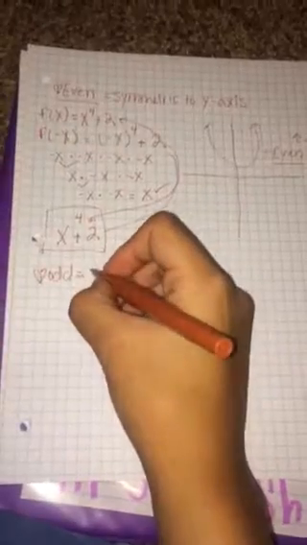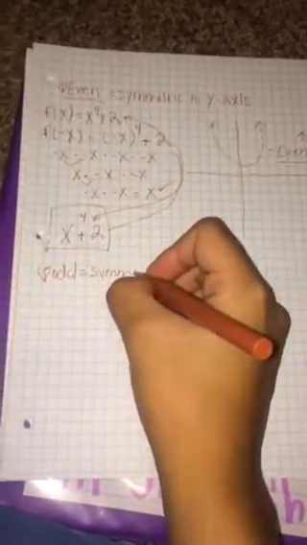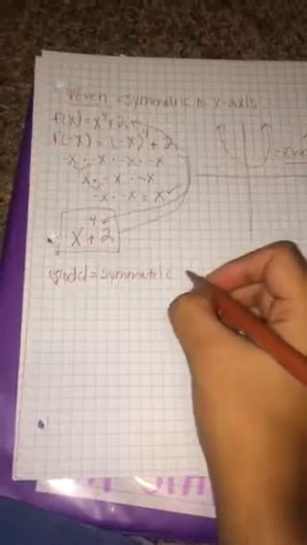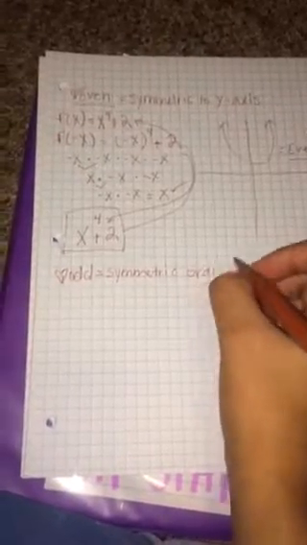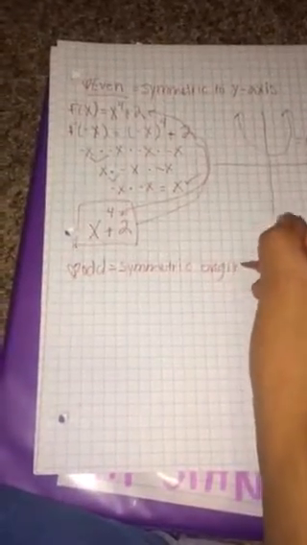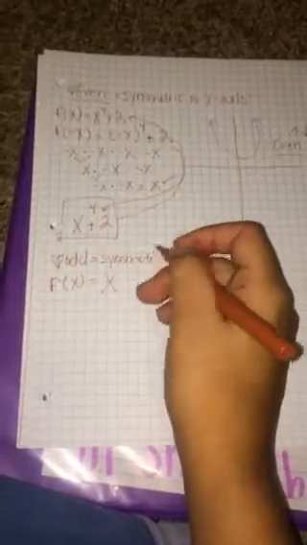Say we have a function that is given to us. This one is symmetric with respect to the origin. Okay, so say we have a function given to us: f of x equals x cubed minus 2x.